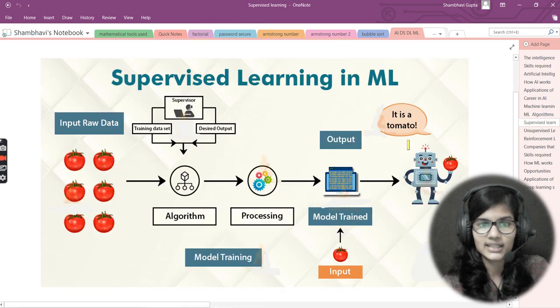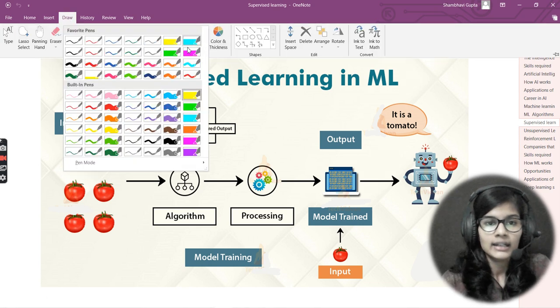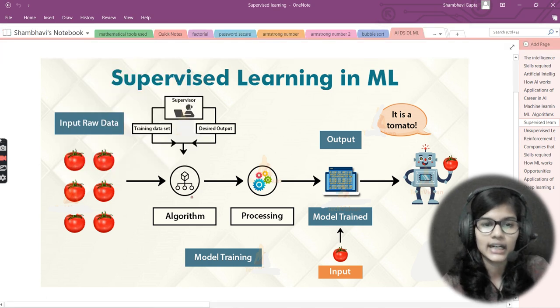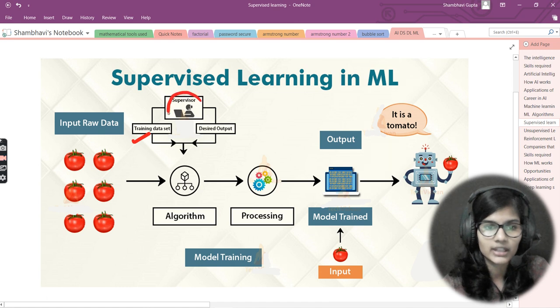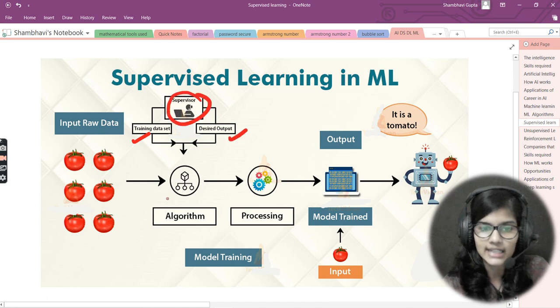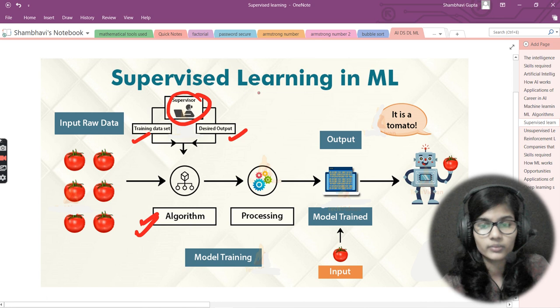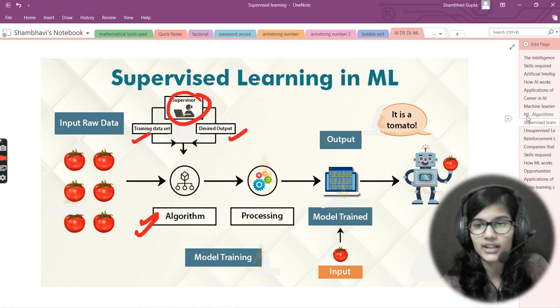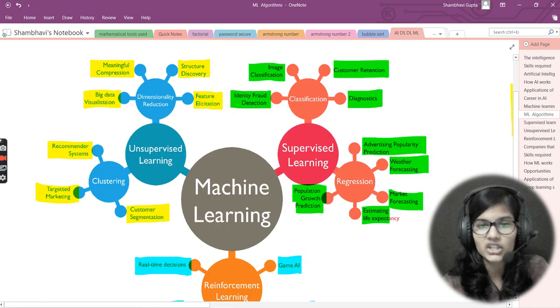So let's start with supervised learning. In supervised learning, what happens? We have an input of raw data. After this raw data, we apply some algorithm. So we train your data set, and you get the desired output. That procedure is followed by performing a machine learning algorithm, the ones we are seeing, classification and regression.